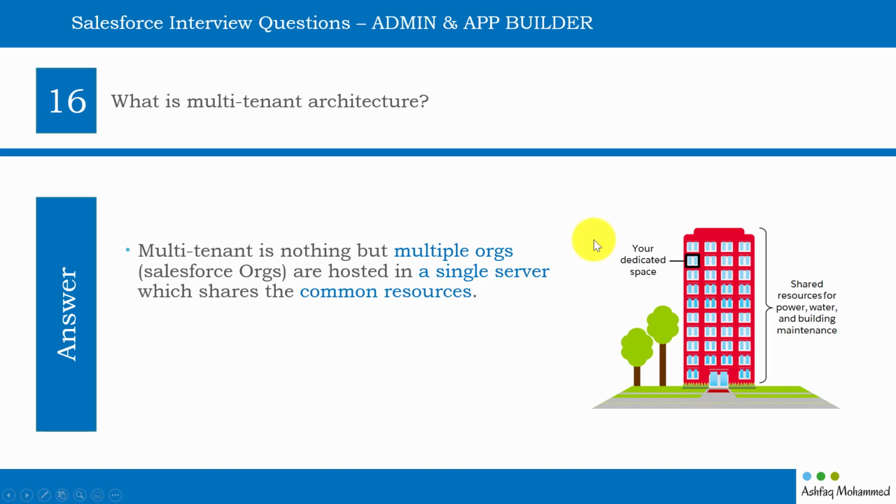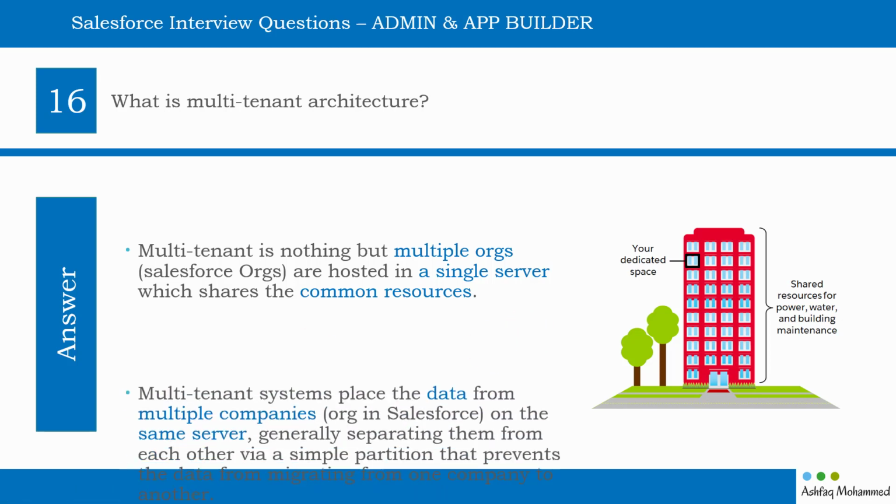So multi-tenant is nothing but multiple orgs hosted on a single server which shares the common resources, right? The best example is a building, and one apartment in that building is yours. So you are using the shared resources, like the lift, the staircases, and the overhead tank for water, etc. All these things are shared resources, shared by all the tenants in that building.